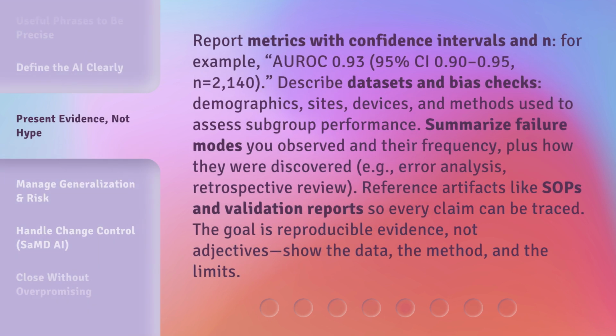Report metrics with confidence intervals and N. For example, AUROC 0.93, 95% CI 0.90 to 0.95, N equals 2,140. Describe datasets and bias checks: demographics, sites, devices, and methods used to assess subgroup performance.